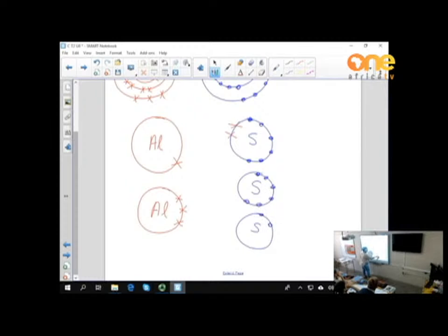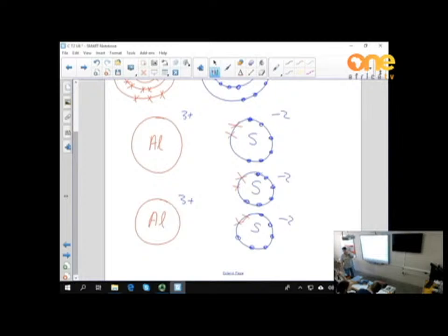1, 3, 4, 5, 6. Okay, so that one will go there and there. And now I need to get there. One will go there, there, there, there, and there, and there. What was written by aluminium? It has become +3, and sulfur has become -2, or 2 minus. All right.